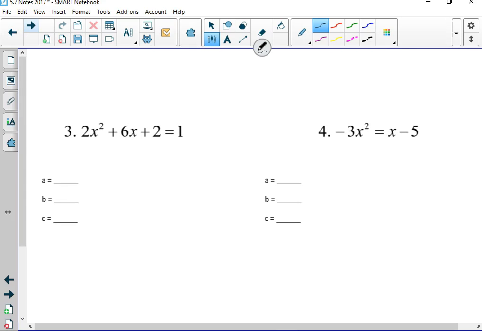Okay, are we ready to identify A, B, and C? We are not. Need to subtract 1. Now we're ready to go. 2, 6, and 1. This is number 3. So, 2x squared plus 6x plus 1. So my A, B, and C is 2, 6, and 1. So here we go.